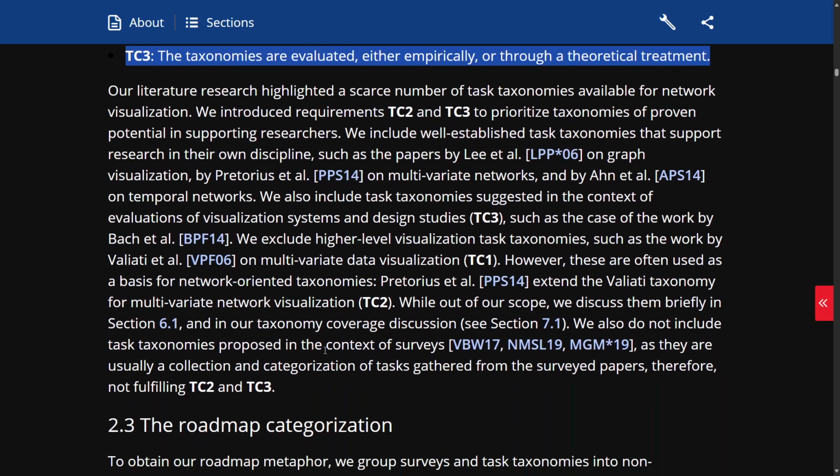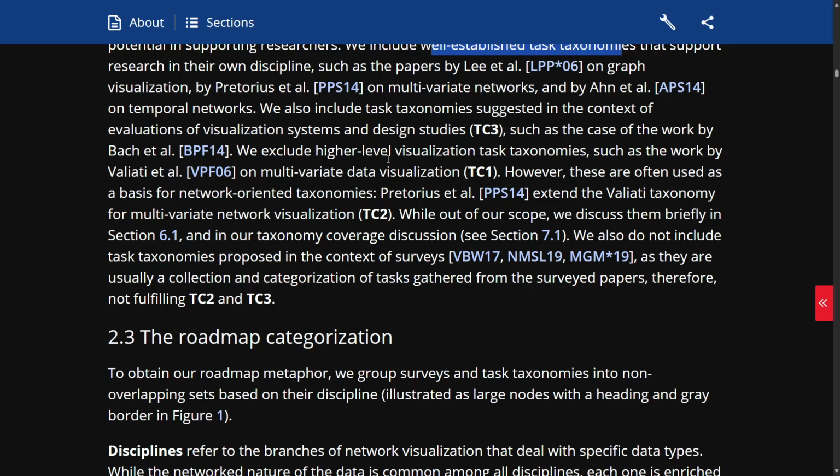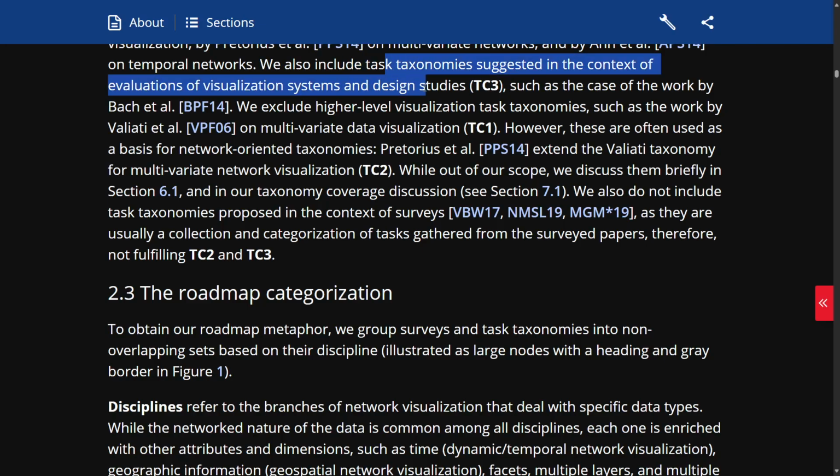Our literature research highlighted a scarce number of task taxonomies available for network visualization. We introduced requirements TC2 and TC3 to prioritize taxonomies of proven potential in supporting researchers. We include well-established task taxonomies that support research in their own discipline, such as the papers by Lee et al. LPP06, on graph visualization, by Pretorius et al. PPS14, on multivariate networks, and by Ahn et al. APS14, on temporal networks. We also include task taxonomies suggested in the context of evaluations of visualization systems and design studies, TC3, such as the case of the work by Bach et al.